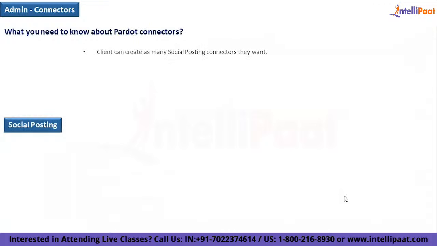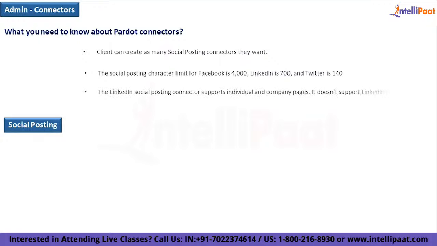So they can create as many social posting connectors as they want. Now, the social posting character limit: whenever there is a post, there is a limit for characters. Facebook has 4,000, LinkedIn has 700, and Twitter has a 140 character limit when you post on these social accounts. And the LinkedIn social posting connector supports individual and company, but not group. Do we have an understanding here?